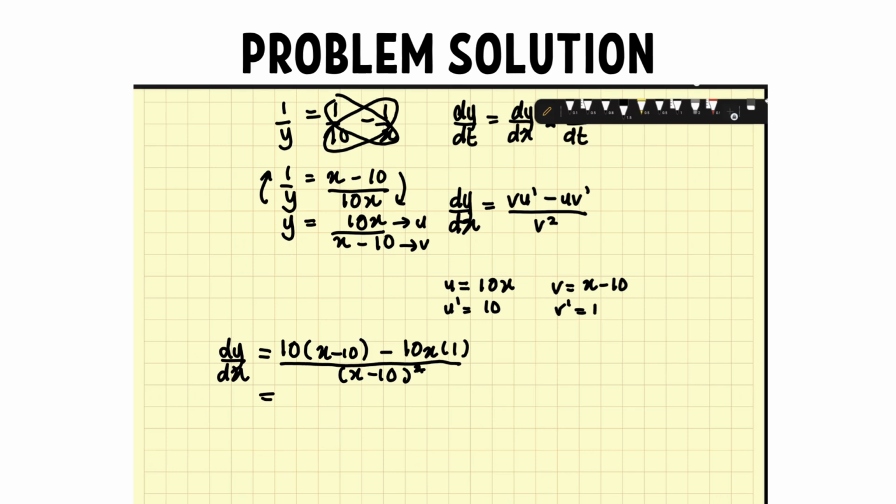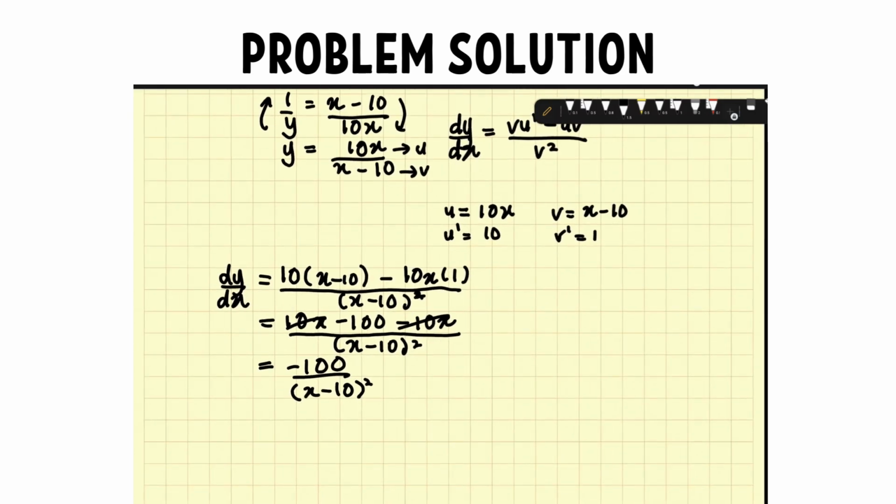So we just have to simplify the equation. 10x minus 100 minus 10x, divided by (x minus 10) squared. So 10x will cancel each other. So dy/dx is equal to negative 100 over (x minus 10) squared.